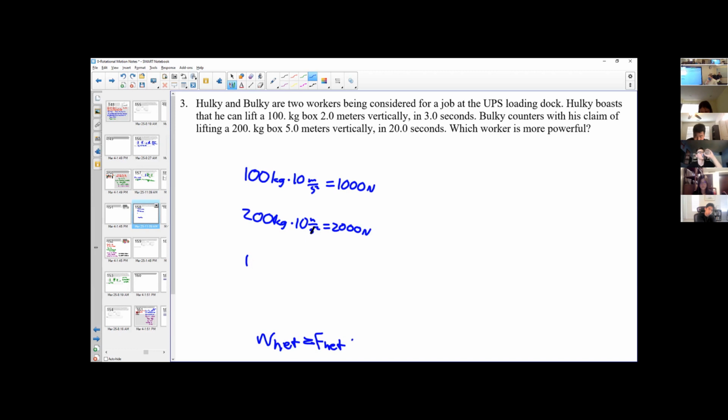And then for Bulky, you will multiply 200 by 10, which gets you 2,000 newtons. And then you'll multiply that by 5 meters, which will get you 10,000 newton-meters. And then he's going to talk about the other half, when he's ready.